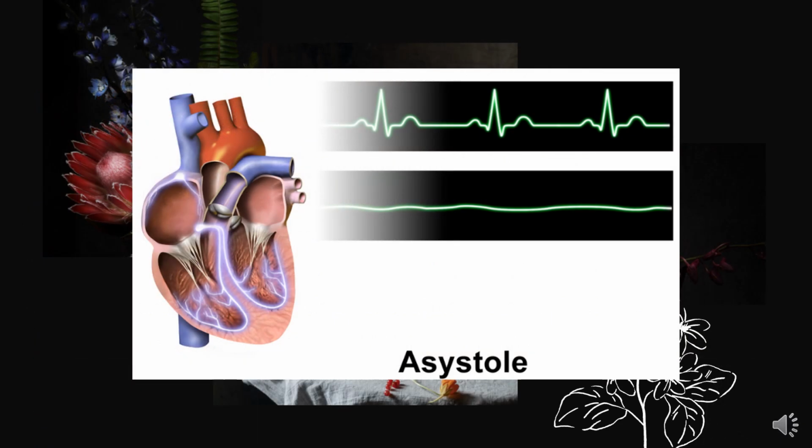At the top, you'll see a normal heart rhythm with the PQRST waves. The bottom is known as asystole, and this is what in movies they call a flat line.